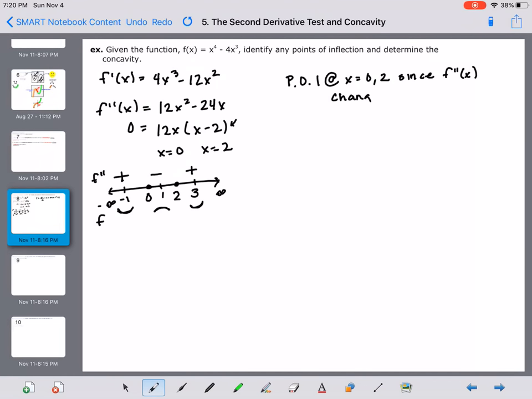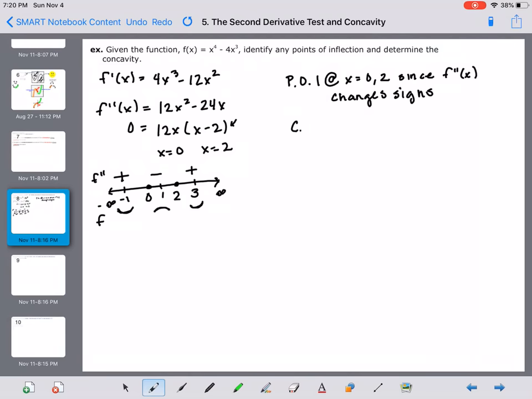changes signs, I don't care how it's changing. All I care about is the fact that they did change signs. There's only one type of POI, not like extrema where there are 2 types.